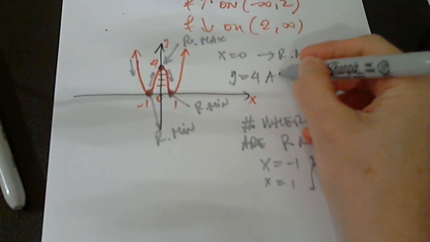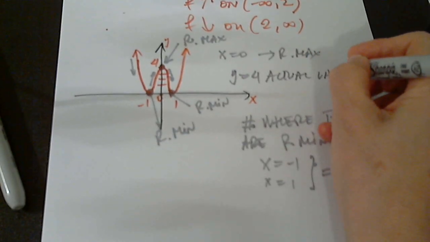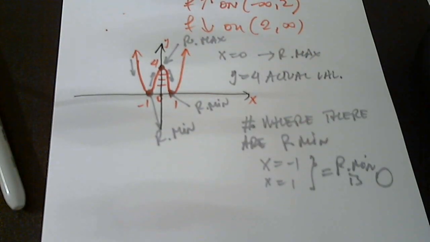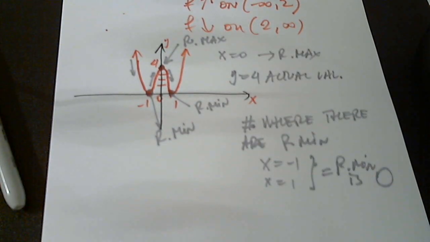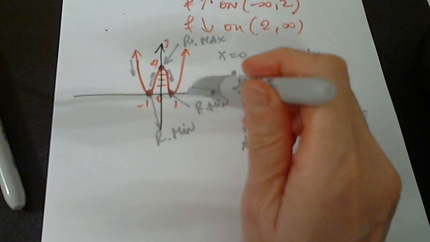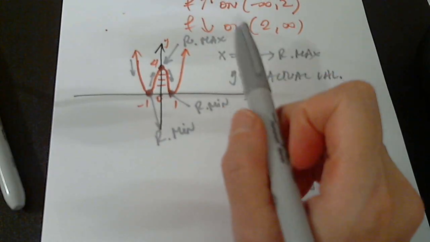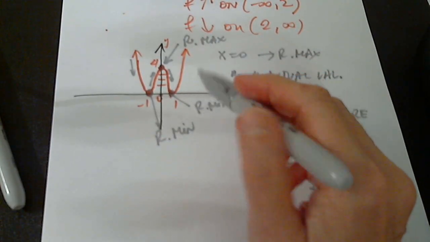This is the actual value of the function. So the actual value of the function is 4. Where is it? It's found when x is 0. So again, when I look at this graph, because we are going to graph these in chapter 3, it's very important to understand the graphs.